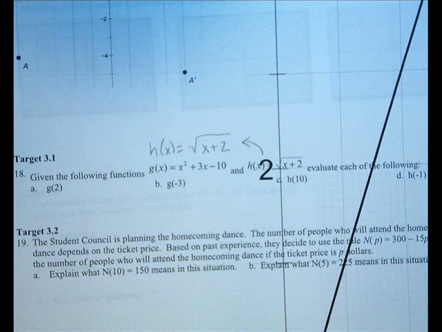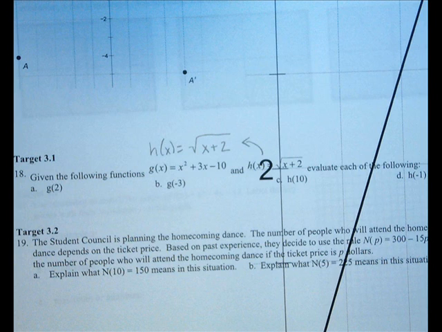Target 3.1 from the final review starts on question 18, and it says given the following functions, g of x equal to x squared plus 3x minus 10 and h of x equal to the square root of x plus 2, evaluate each of the following. Now this is the copy I printed off. As you can tell in my paper, there's a big number 2 and a big line across. It's just the copy I printed off messed up a little bit.